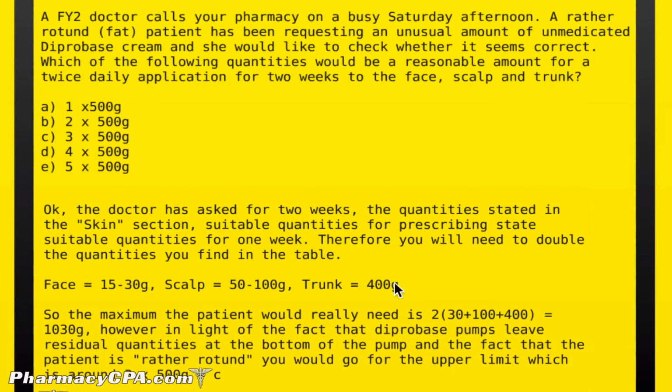Because you need a suitable quantity for the entire amount, and because the patient's quite large as well, they may need a little bit more, so it's better really to go for C. But you got B. Yeah, it could be B, but I'd say 100% C, because with B you wouldn't be able to cover 1,030 grams. However, with C, plus the fact that they're rotund, makes more sense, because they would run out earlier. Okay.